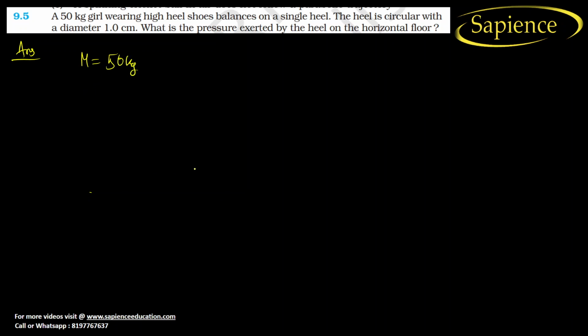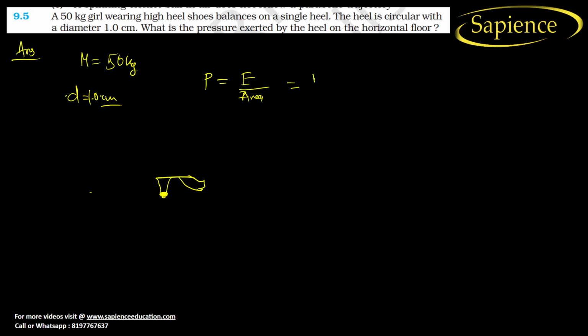The heel is circular. Let us consider we can make a heel like this. This is the shoe and this is the heel, and it has a circular diameter. Diameter is equal to 1.0 centimeter. What is the pressure exerted on the heel? We know that pressure is equal to force by area. A girl wearing heel shoes balances on a single heel only, so there is no other heel. We will talk about only a single heel.